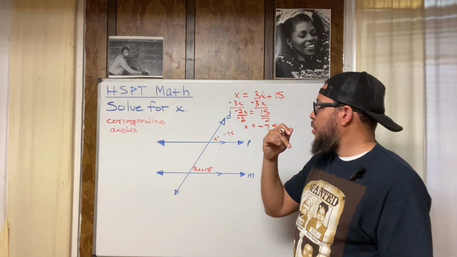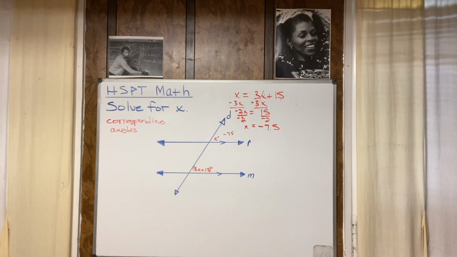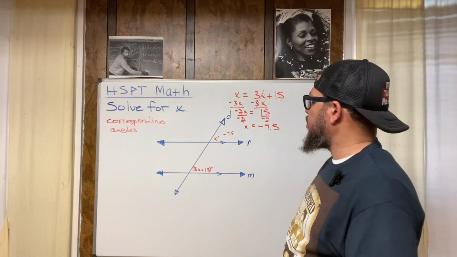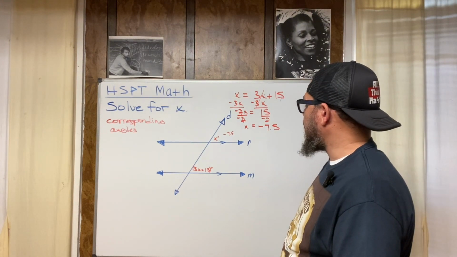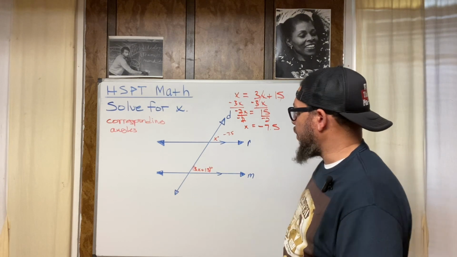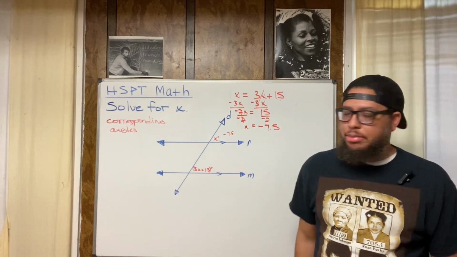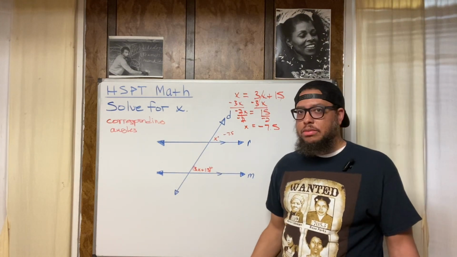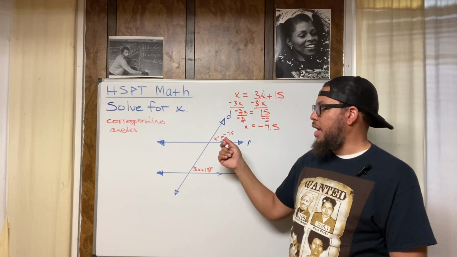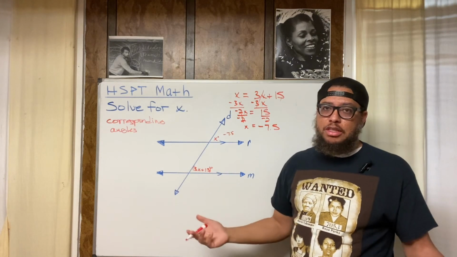But you know what? When I copied this problem down, the math is right, but I didn't write the problem correctly. It should have been 4x. I didn't copy it properly. But the math is still solid, though. Even though in reality, we wouldn't have a negative 7.5 degree angle right here, as long as we still get negative 7.5, that's proof that the math is solid.